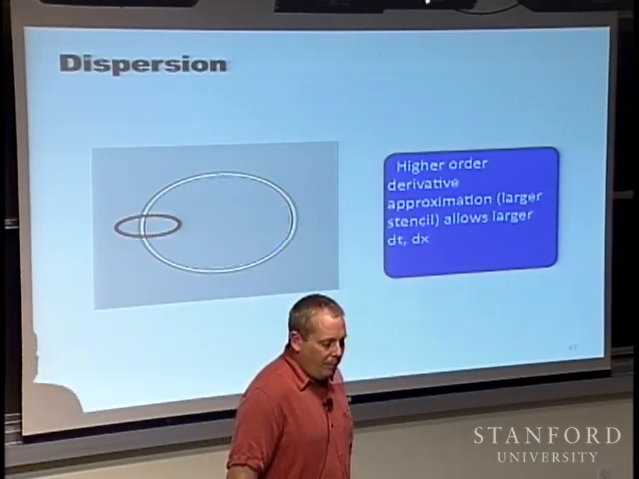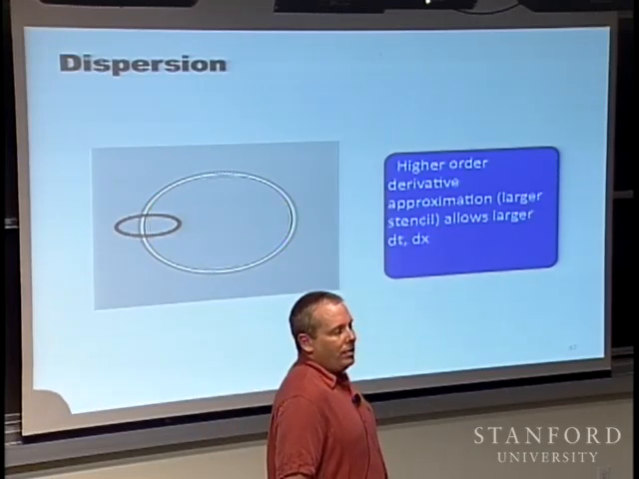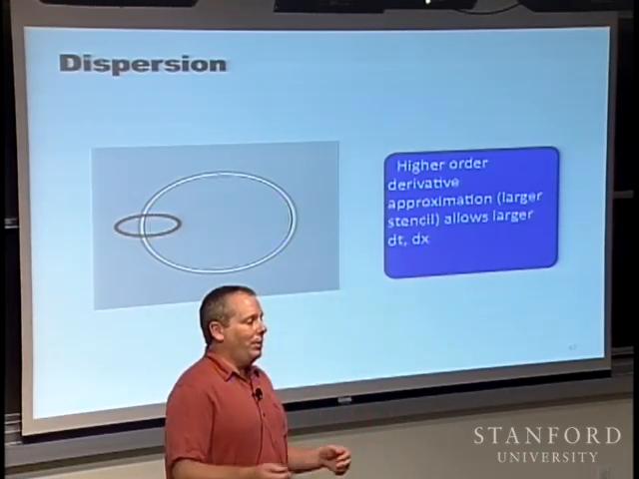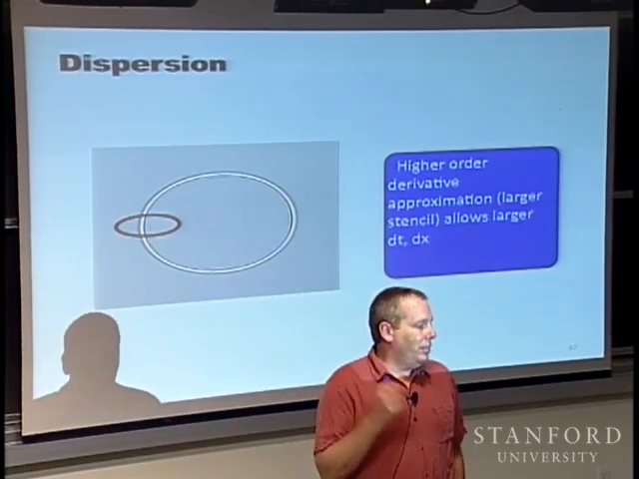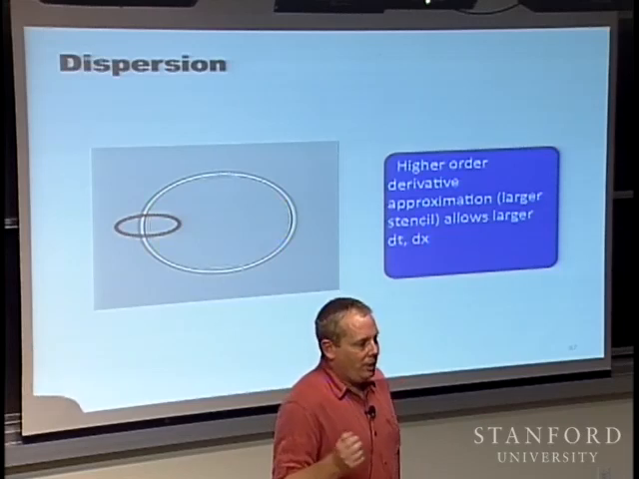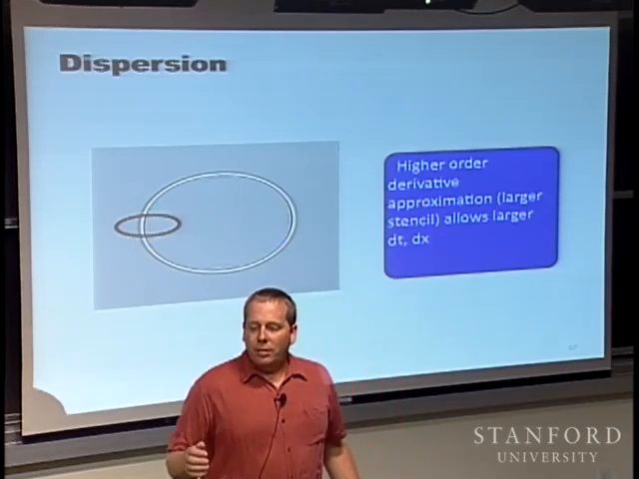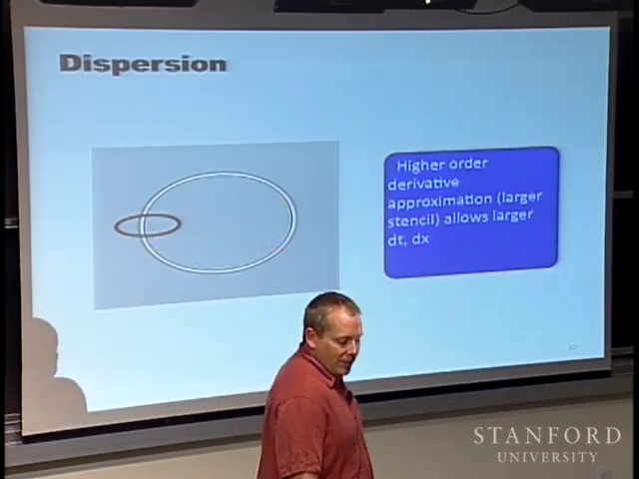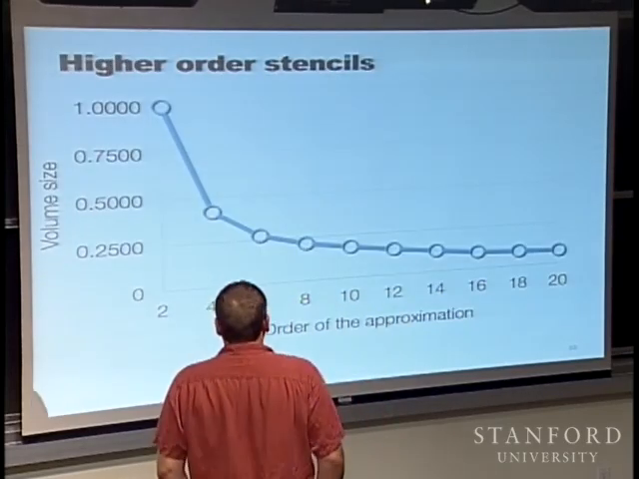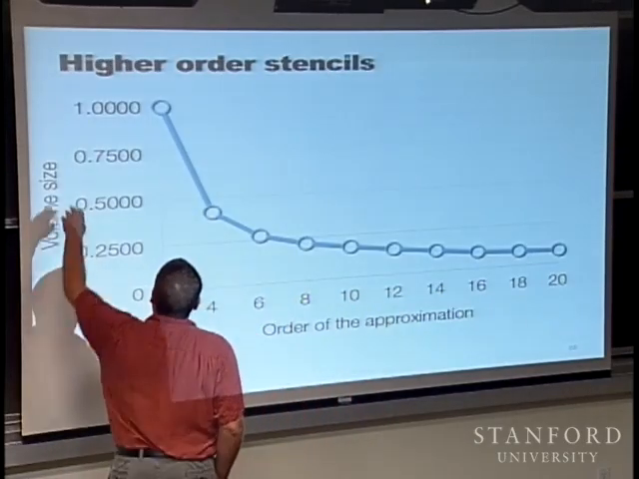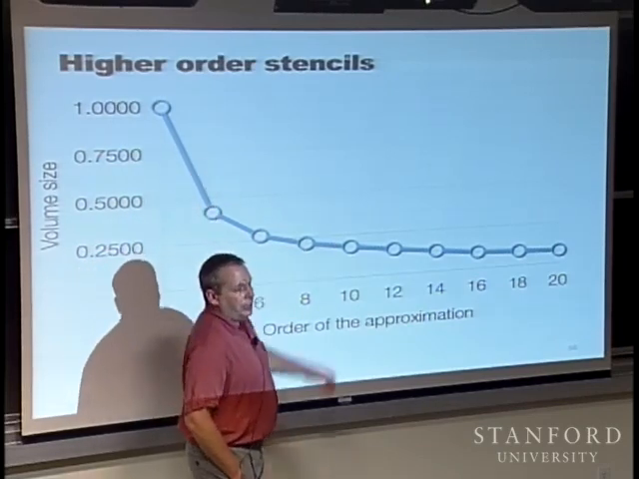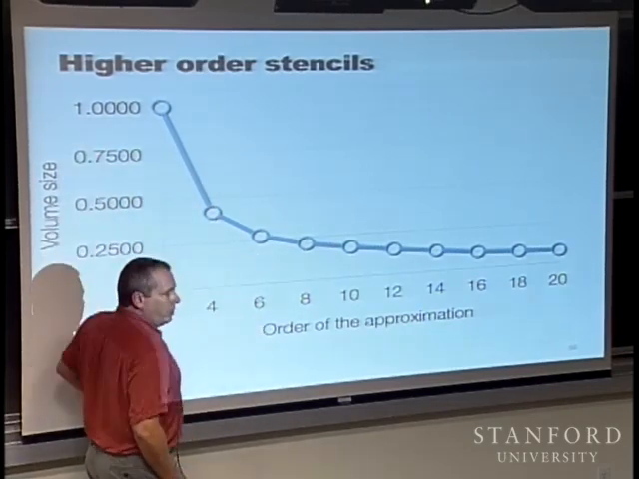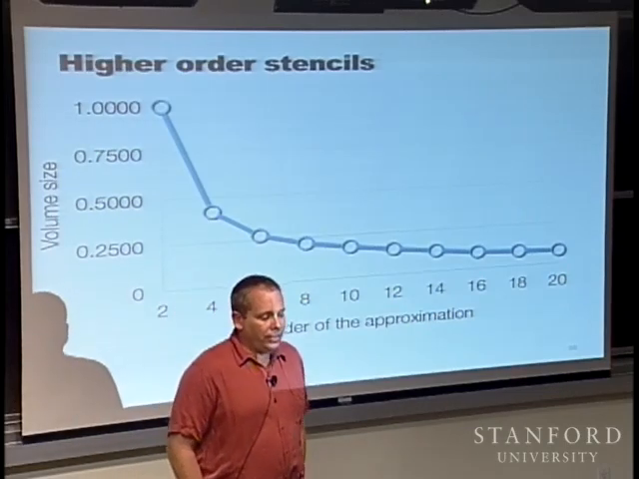That messes everything up. And there's a couple ways you can solve this problem. You can do smaller time steps, smaller grid cells, and live with it. Or you can do a higher order approximation of your difference operators. So instead of a 3-point stencil, you can make them bigger. And here's why you should do that. If you use a higher order stencil, the volume size for the same level of dispersion decreases. And it's substantial. We can decrease it by a factor of 8.